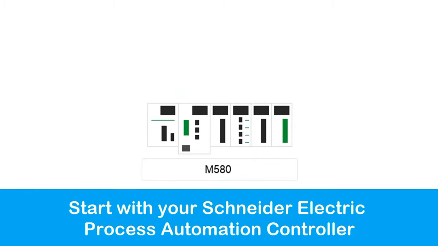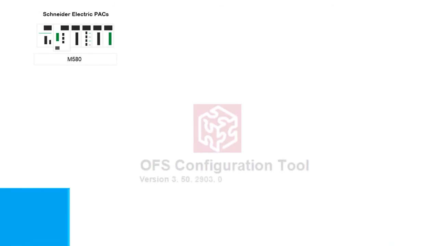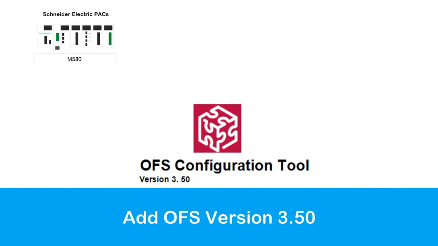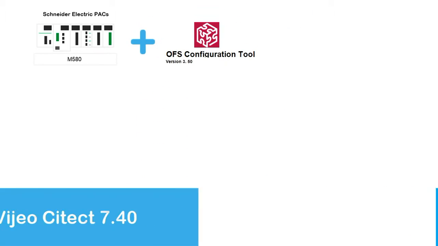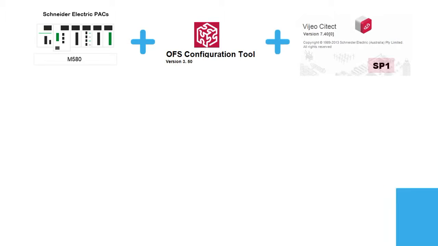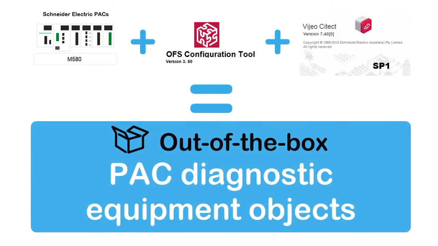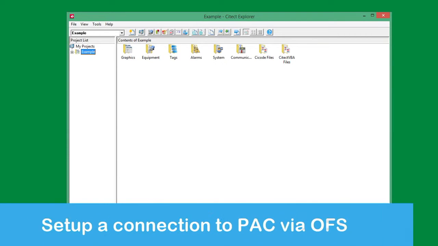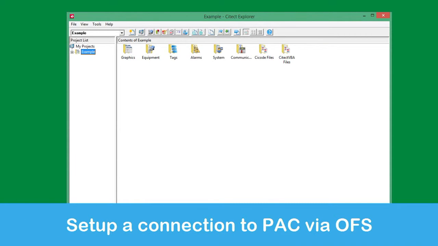By simply starting with your Schneider Electric Process Automation Controller, then adding OFS version 3.50 or later, and adding Vijeo Citect 7.40 Service Pack 1 or later, you have out-of-the-box PAC diagnostic equipment objects to use in your Vijeo Citect project. The first step is to set up a connection to your PAC using OFS.